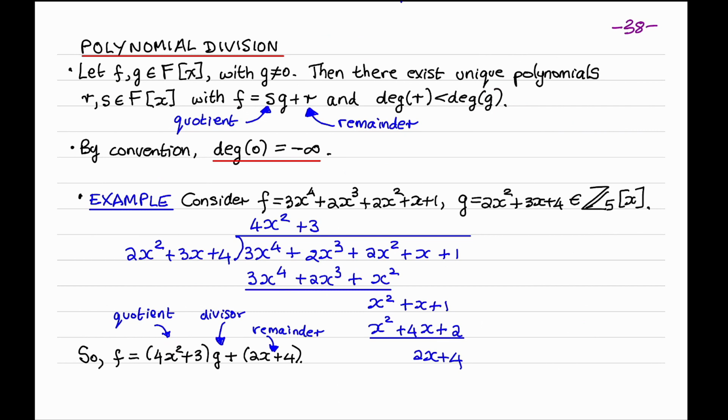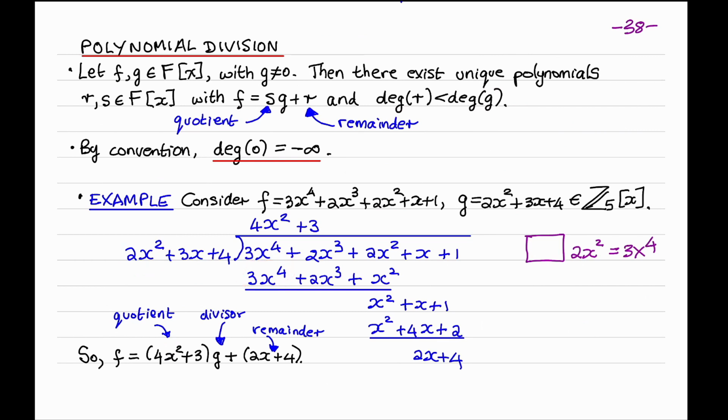So let's work out an example of polynomial division. Let's divide this polynomial of degree 4 by this polynomial of degree 2, where I'm considering both polynomials to be over Z5. So I've written here the divisor g of x, and this is the dividend f. The first quotient term is the monomial you need to multiply 2x squared by to get 3x to the fourth.